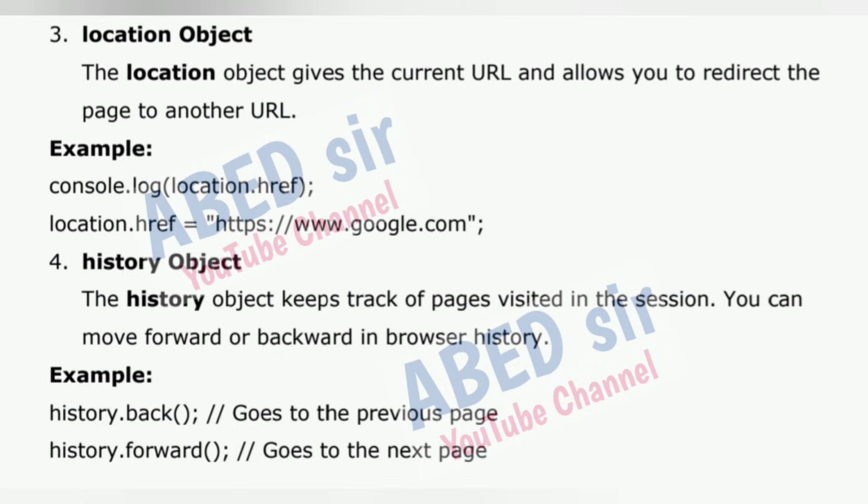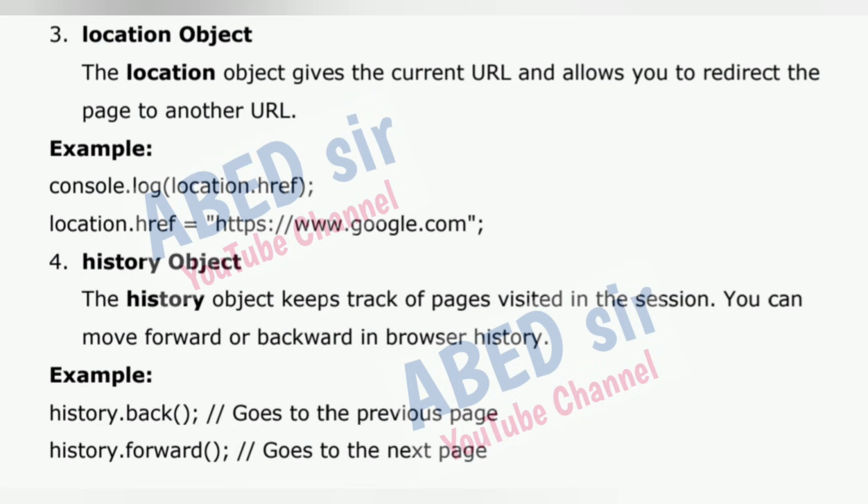URL. Example: console.log(location.href). location.href = "https://www.google.com". 4. History object. The history object keeps track of pages visited in the session.